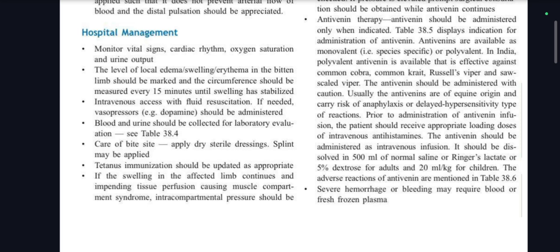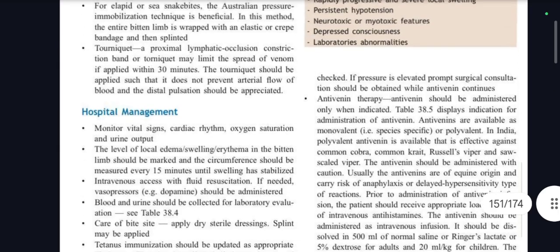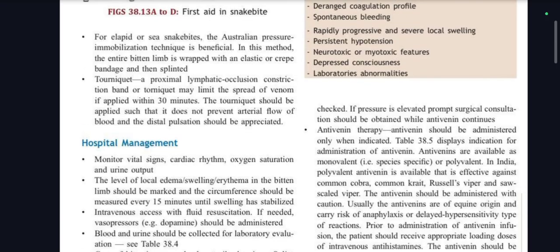If the swelling in the affected limb continues and impedes tissue perfusion causing muscle compartment syndrome, intracompartmental pressure should be checked. If pressure is elevated, prompt surgical consultation should be obtained while antivenom continues. So you have to administer the antivenoms and you have to check the internal pressure as well. If it keeps on increasing, then surgical intervention should be there.